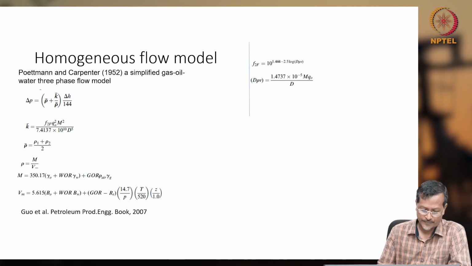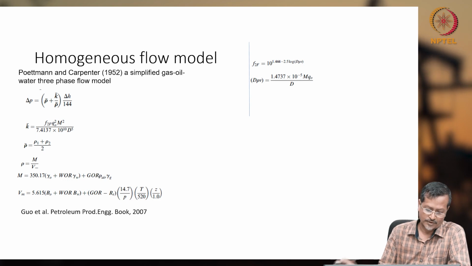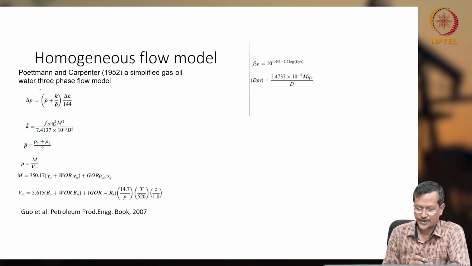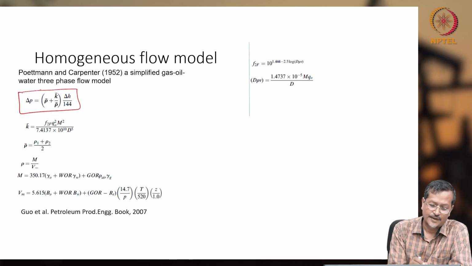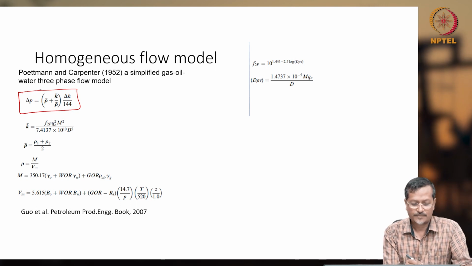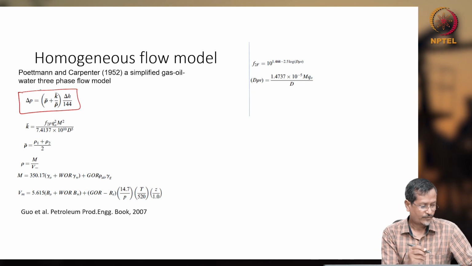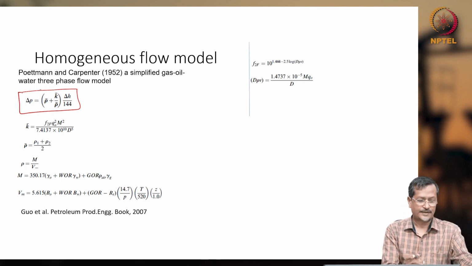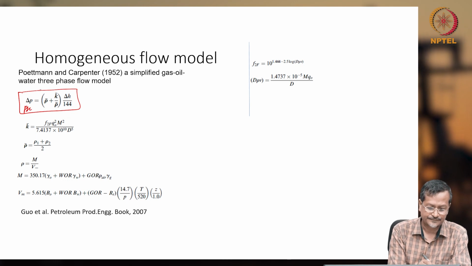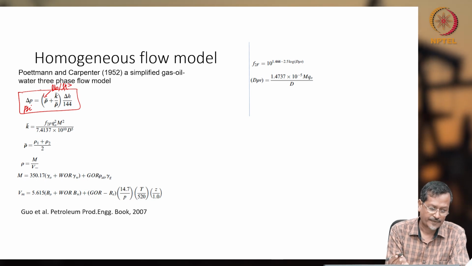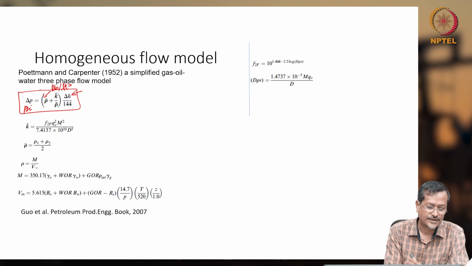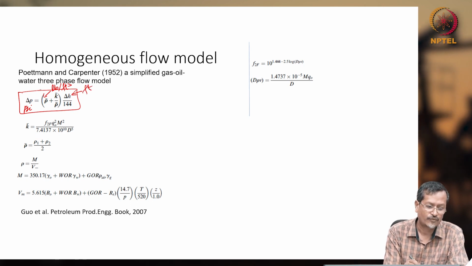Here the formula is taken from the Guo and Ghalambor book, Petroleum Production Engineering, 2007. I think they published it in 2007. The formula is like this: pressure drop equals rho bar plus K bar divided by rho bar, times del H, divided by 144. And the values are like this. Del P in psi. Rho bar is the average mixture density, lb per cubic feet. K bar is one parameter we will discuss later, del H is the depth increment in feet, and 144 is one constant.